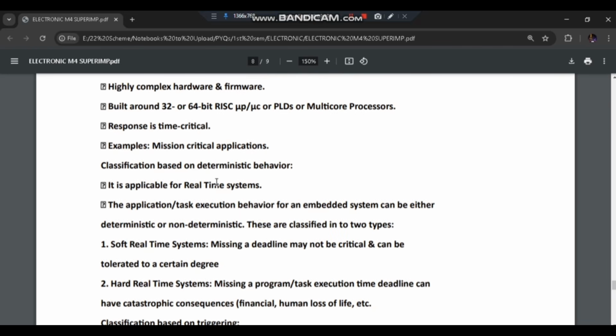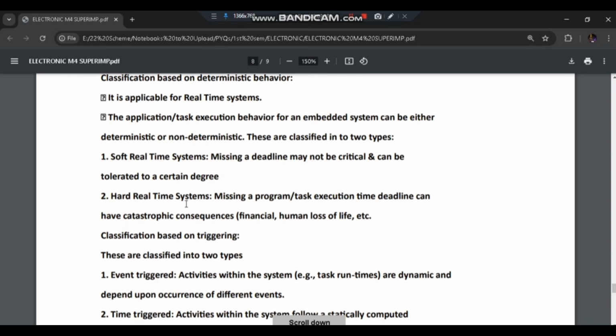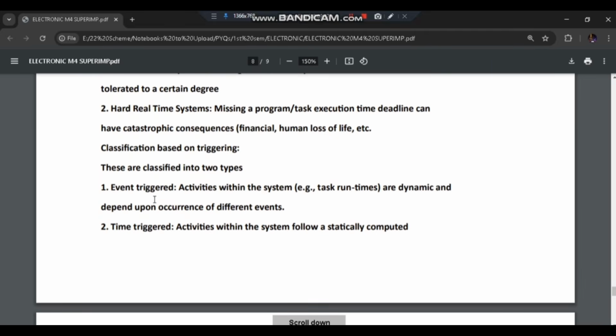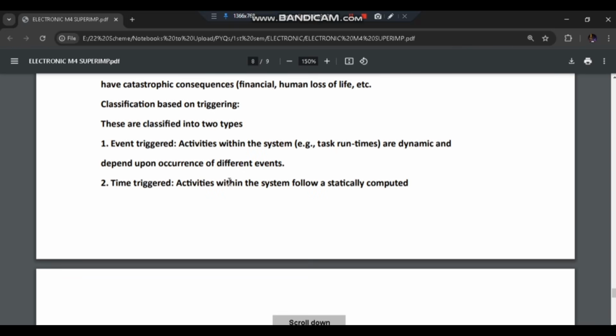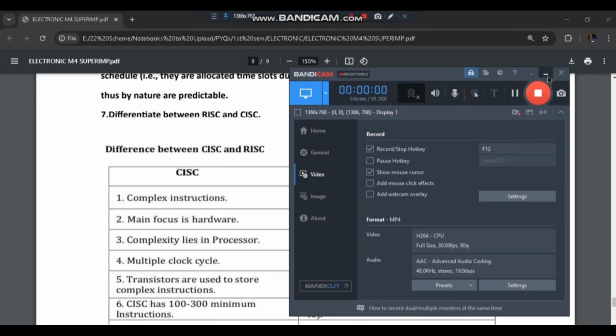If you go with the behavior, classification will be based on two types: soft real-time system and hard real-time system. Soft real-time system means there can be delays in between, but a hard real-time system cannot have any delays, or there will be very big consequences. If you go with the triggering, there can be two types: event triggered and time triggered. Event means if some event happens, based on that some action will be taken. Time triggered means on every time limit something will happen. That kind is called time triggered.